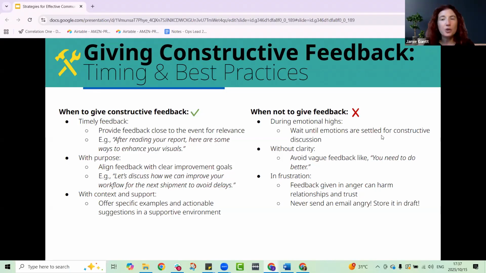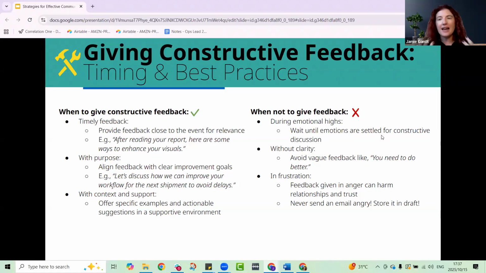And don't give feedback if you are angry or frustrated. So if you want to give feedback to somebody because something went wrong and you're getting frustrated by it, like, every time you're always missing this, or every time you're making these errors, we've talked about this 10 times and you're still getting it wrong.